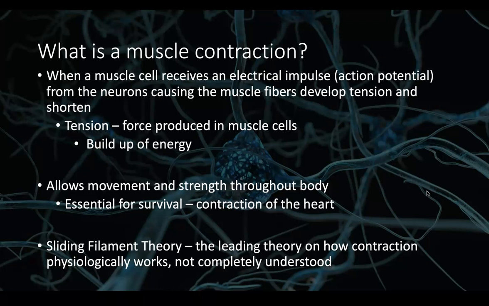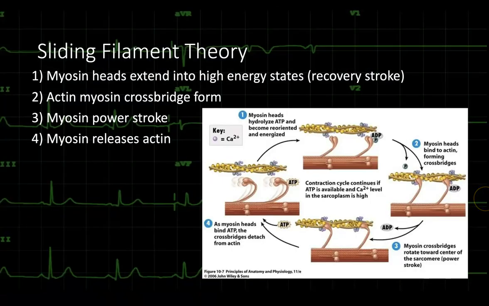While we don't truly and fully understand muscle contractions, the main idea is the sliding filament theory, which is behind how a muscle contraction works, what it is, and all the nitty-gritty. The sliding filament theory has four stages. The first stage is the recovery stroke. The second is the cross bridge formation. The third step is the power stroke, and then the fourth is the myosin releases the actin.